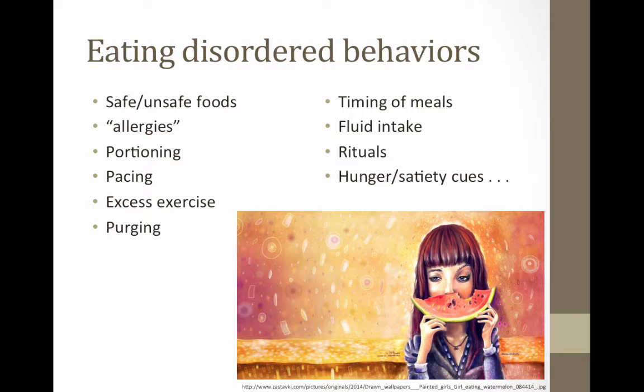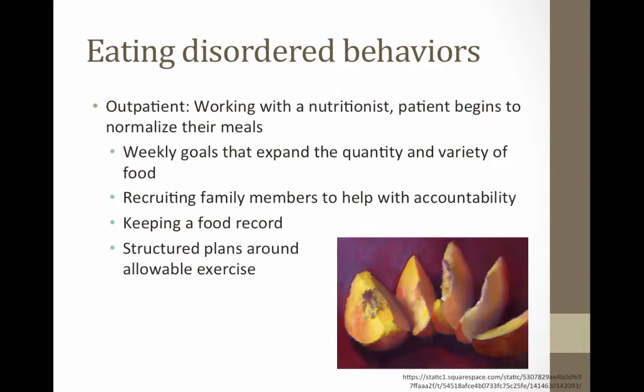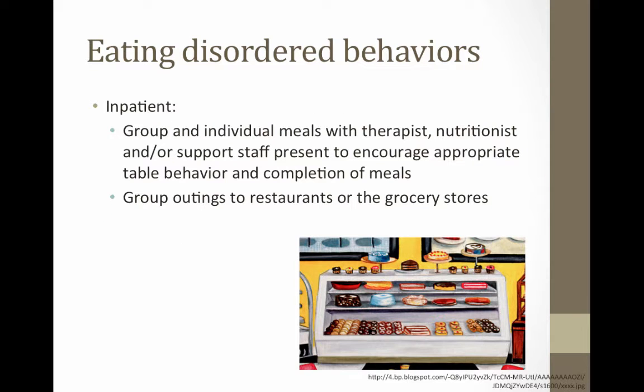We also address compensatory behaviors like excessive exercising or purging. To do this, patients work closely with a nutritionist to come up with a meal plan, setting goals to gradually expand what they eat. This may involve keeping a food record or recruiting family members to help with accountability. They also come up with a plan around exercise, which may need to be cut out completely in some cases until weight is restored. In the inpatient setting, there are group meals for greater support and accountability, as well as group outings to restaurants and grocery stores, all focused on helping to normalize their behaviors around food.